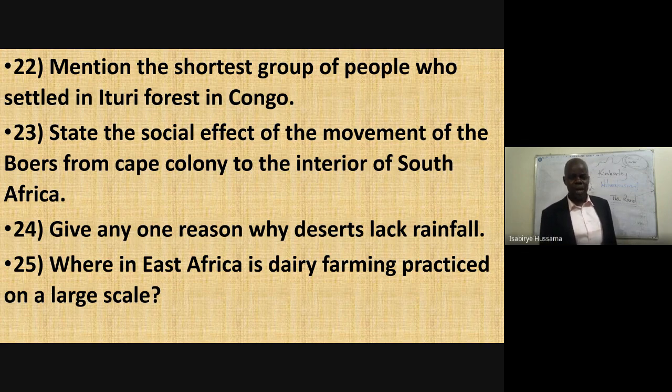May I get one candidate to read number 25? Before we go to 25, Mr. Mkwaya, I want to find out whether these learners were taught properly about deserts. What causes deserts?